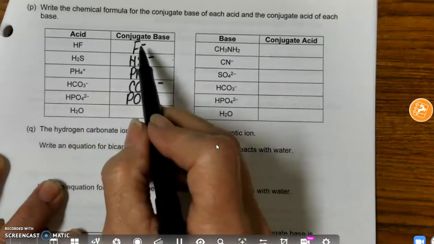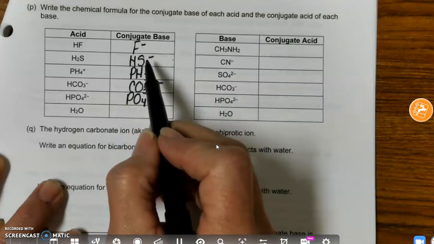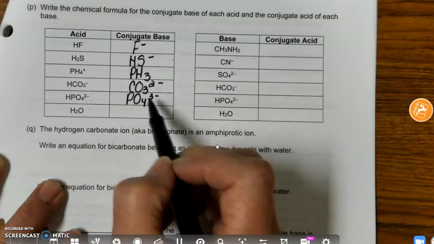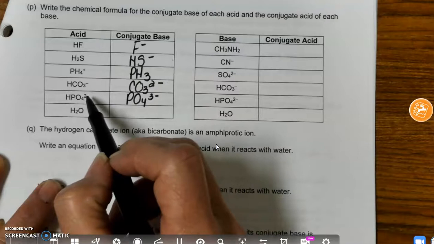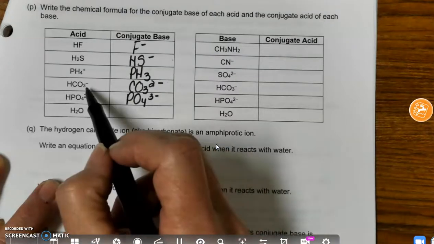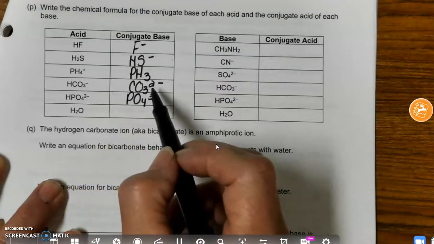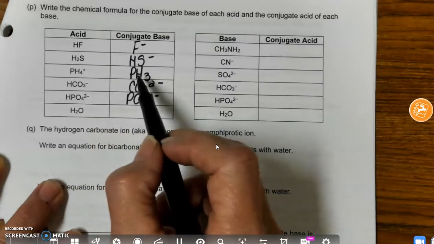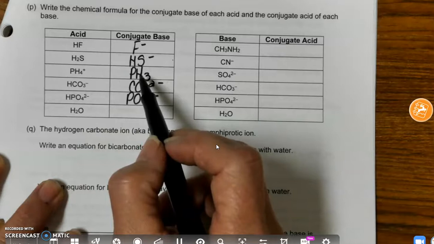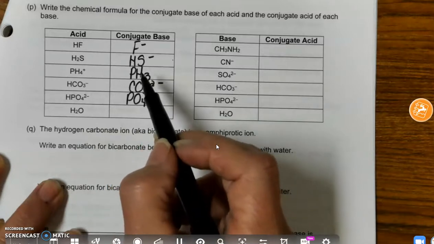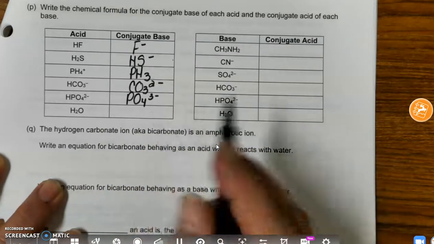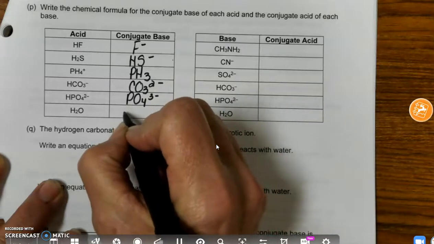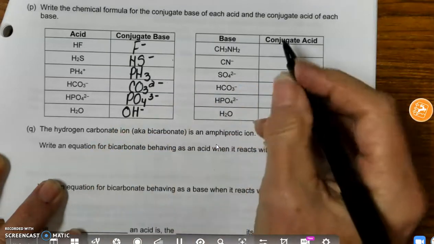And now notice what's happening to the charges, right? I'm losing a positive charge. So I'm 2 minus here. I'm 3 minus here. I'm 1 minus here. 2 minus here. Look at this one. This was positively charged. Now I'm neutral. That's because I'm losing a positive when I do this. And then water is OH minus.